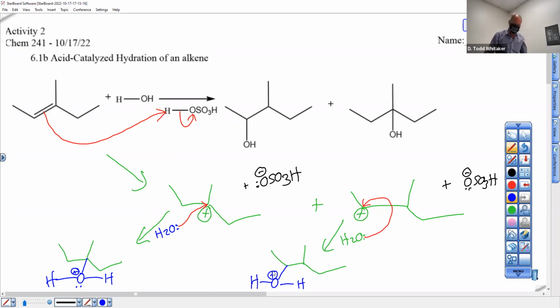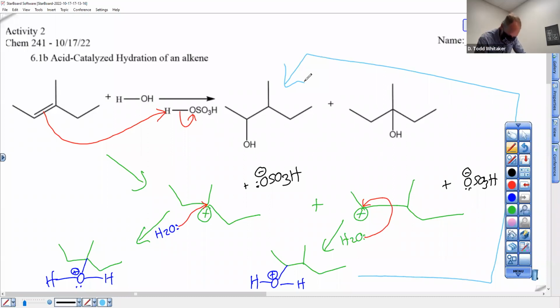These are the conjugate acids of the final product. This is the final conjugate acid of the first final product. And something's got to take it to H. What's that something? How do we get from there to there? Something's got to grab that H, and you need to regenerate your catalyst. So what's going to grab that H? And regenerate sulfuric acid.